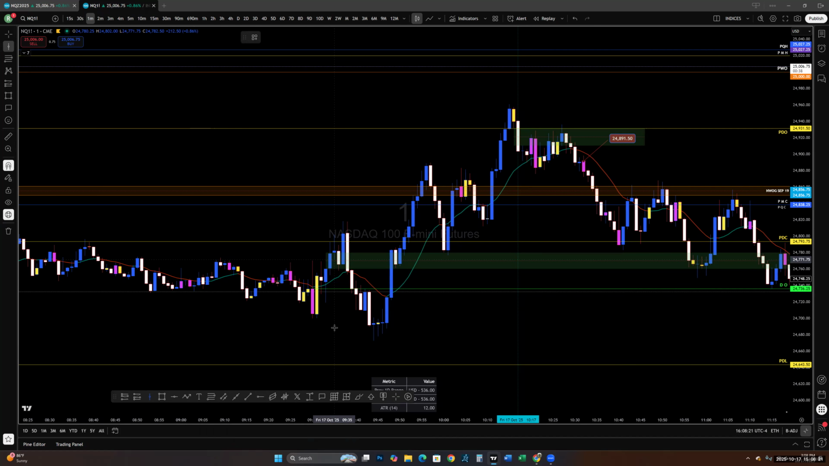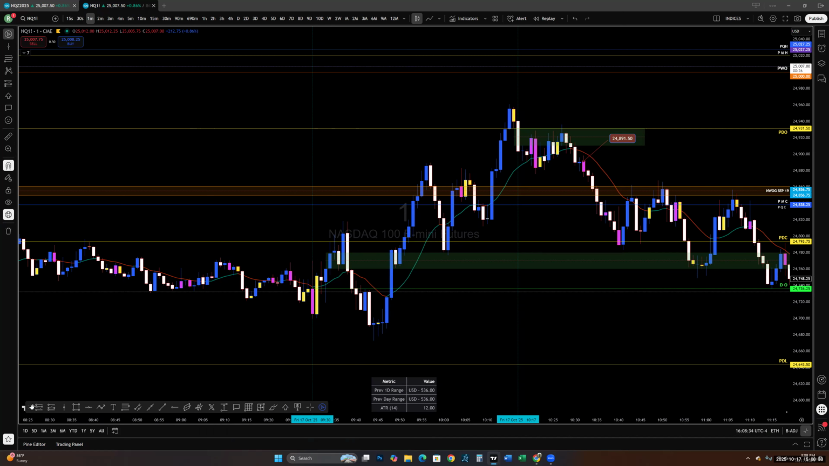So this is the 9:30 open. You can mark right here, right? I have this custom indicator that I made, and it shows me the previous day range and the current candle ATR.